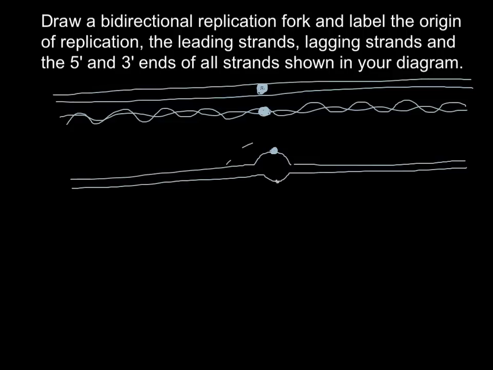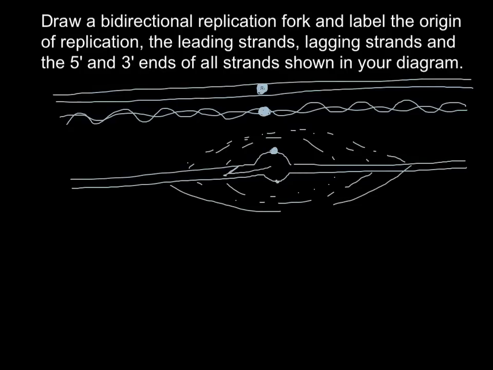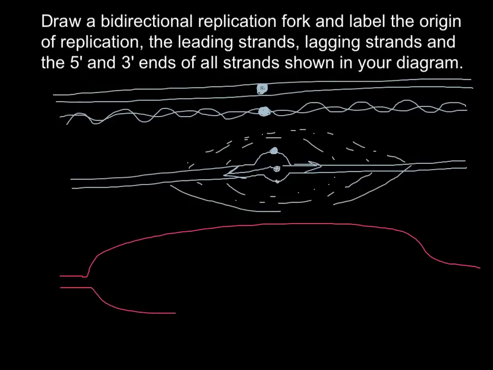And the bubble is going to grow in both directions and eventually form something like this. So it's going to move in this direction from the center and in this direction from the center. And let me draw a larger picture here of the replication bubble. So this is going to be the 5' end and 3', 5' and 3', and this is going to be the region of replication where the bubble starts to grow.